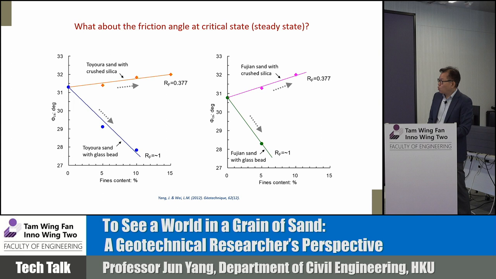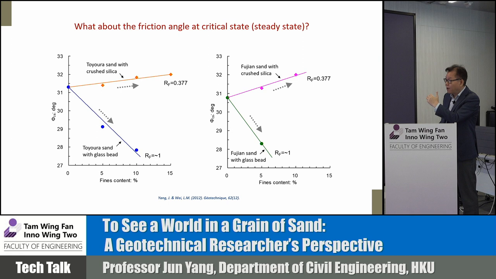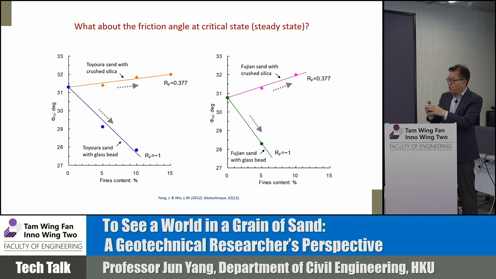So what about the friction angle of the sand or sand-fines mixtures? As civil engineers, we know the friction angle is perhaps the most important design parameter in almost all projects. So I plotted the friction angle at the critical state as a function of fines content. We have a very interesting observation. For sand mixed with crushed silica fines, the critical state friction angle tends to increase with increasing fines content. But for sand mixed with rounded fines, here glass beads, the friction angle decreases with increasing fines content. And the variation of friction angle is more significant for sand mixed with rounded fines, here the glass beads.